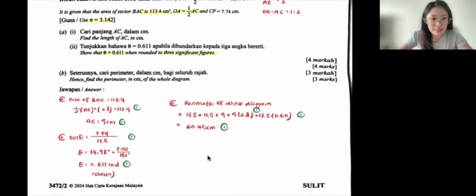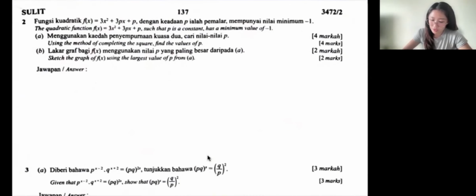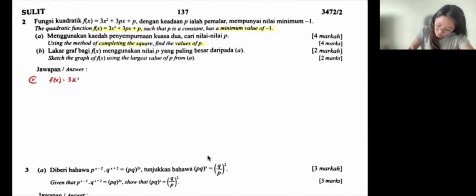All right, then the next question, let us look at number 2. Okay, the quadratic function, we have 3x squared plus 3px plus p, such that p is a constant, meaning it is just a number, has a minimum value of -1. By using the method of completing a square, find the values of p. Okay, now let's do completing a square first. Since we have f(x) equals 3x squared plus 3px plus p.